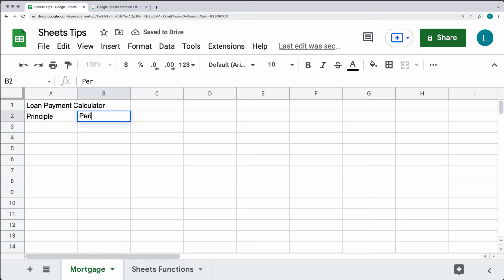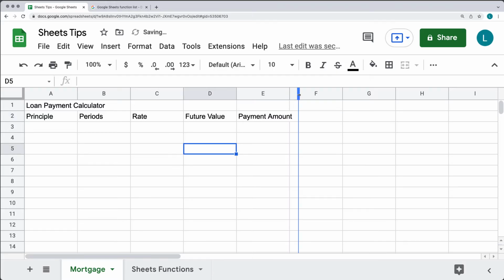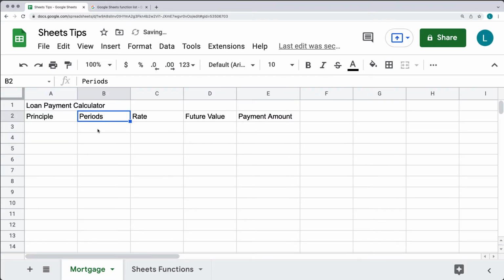Then the periods, so the number of periods that we're going to be making the payments. So these can be months. So each month, what we're going to be paying, and then the rate that we've got for the loan. And we can also have a future value. And then lastly is going to be the payment amount that we need to make for each one of the payment periods. So we're going to have a payment period.